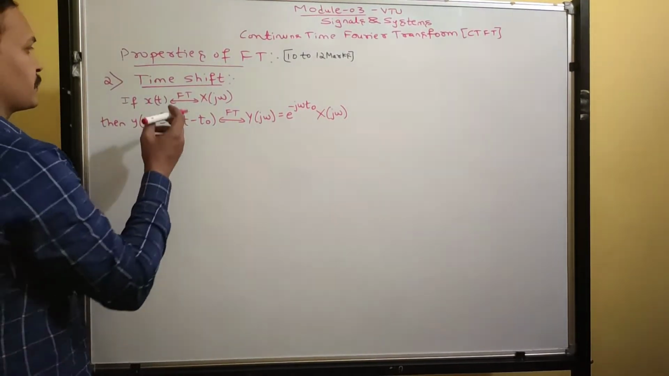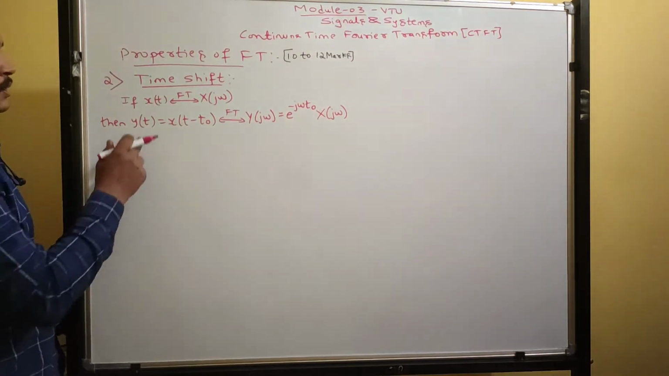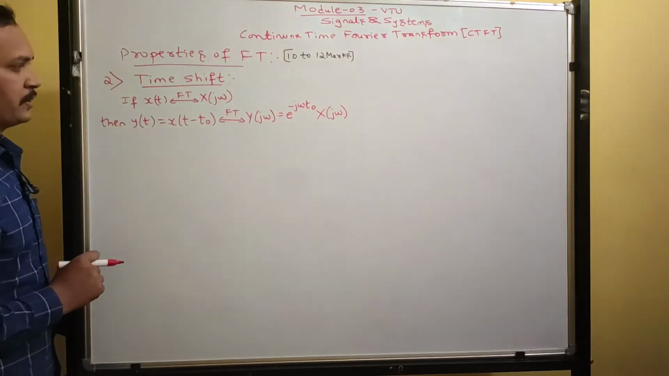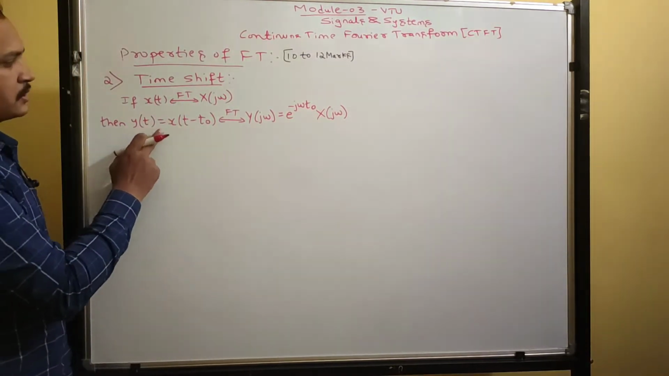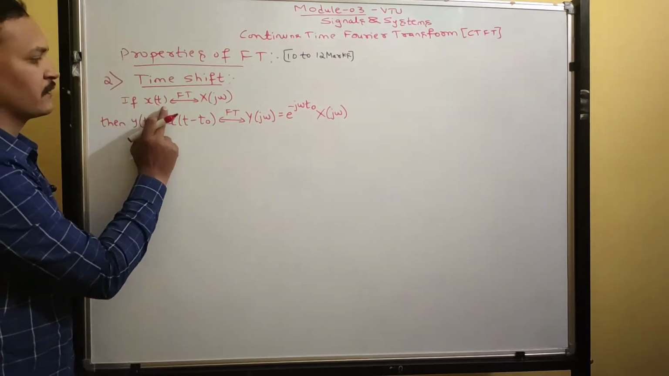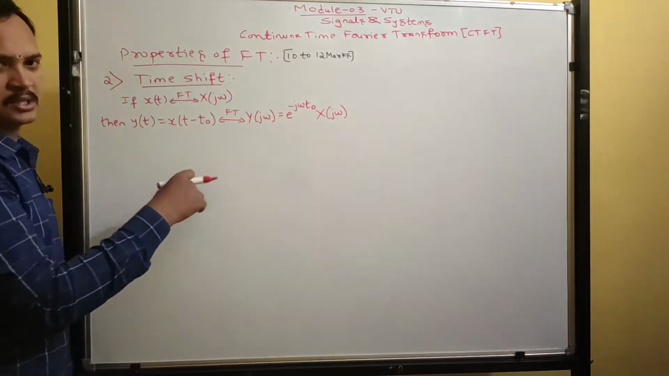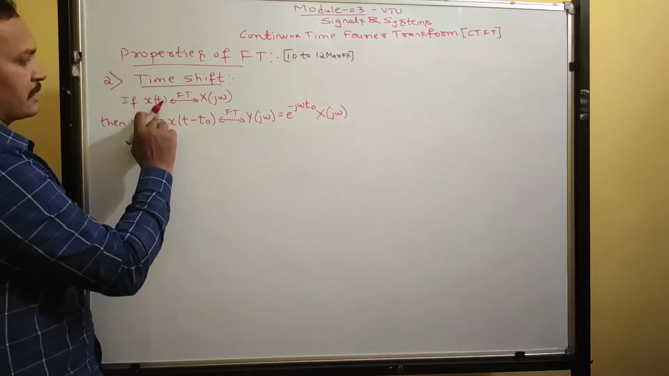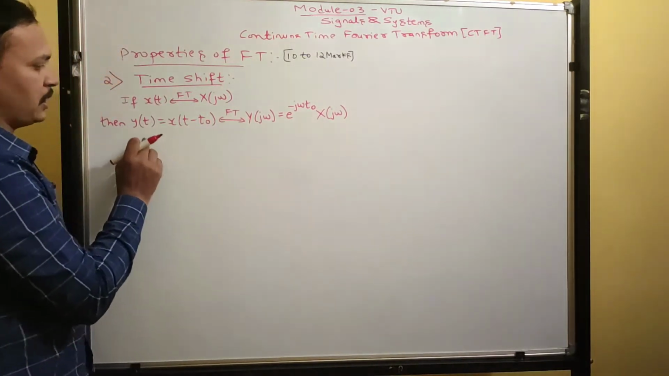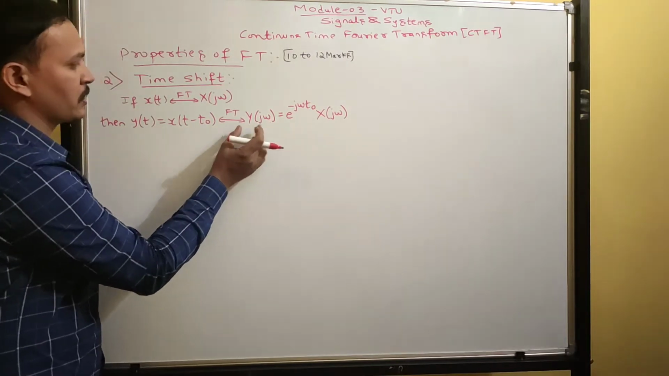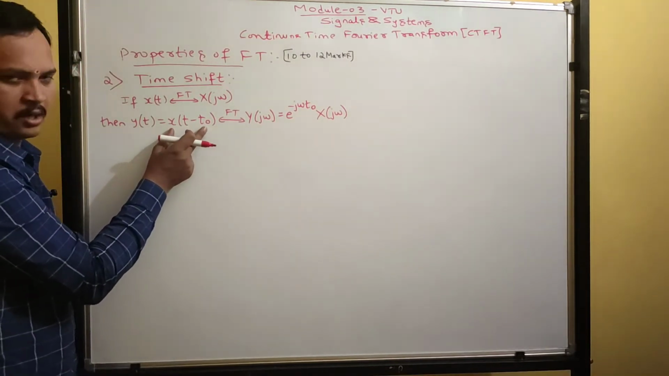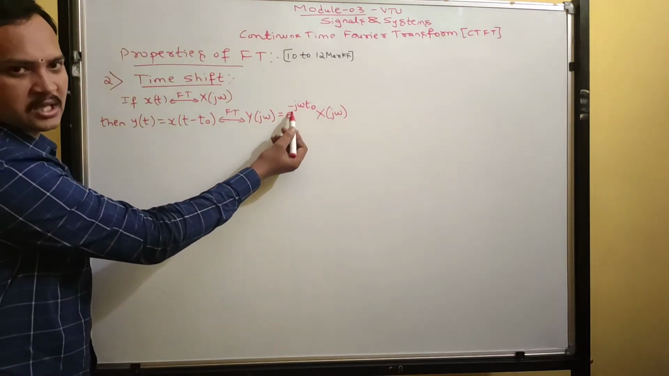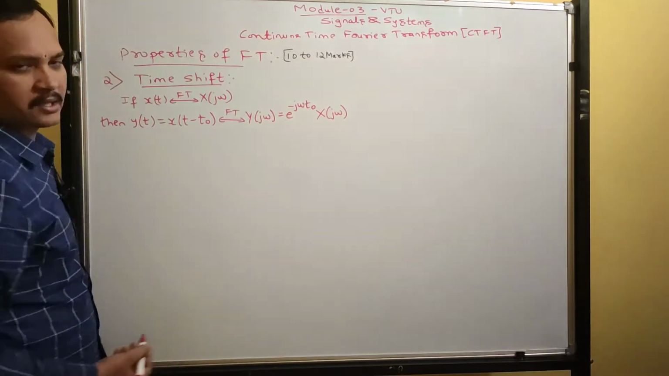the next property, which is the time shift property. The statement is: if x of t has Fourier transform x of j omega, then y of t is a shift of the input signal. If the input signal is shifted by t naught units, minus means right shift, plus means left shift. So suppose y of t is x of t minus t naught, then the Fourier transform y of j omega is e power minus j omega t naught times x of j omega.